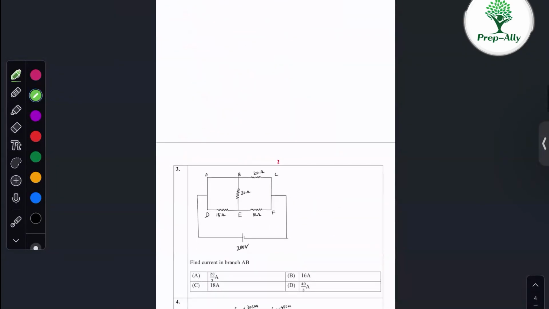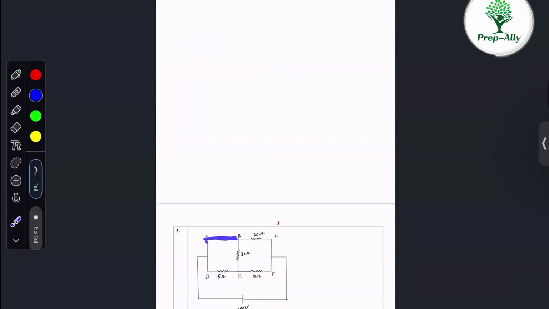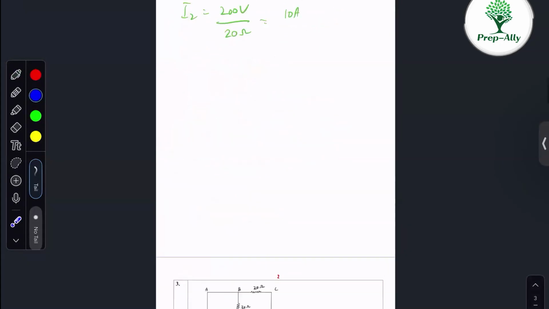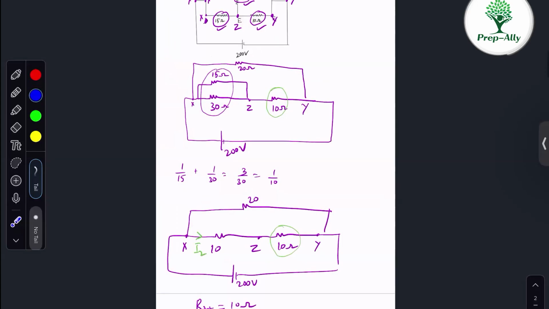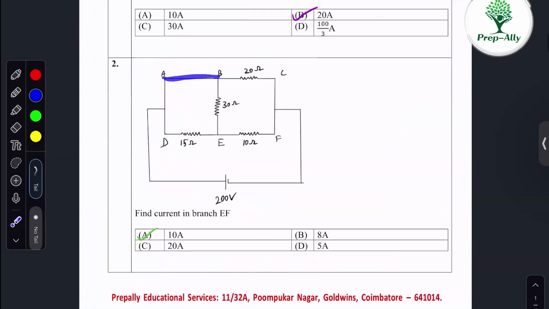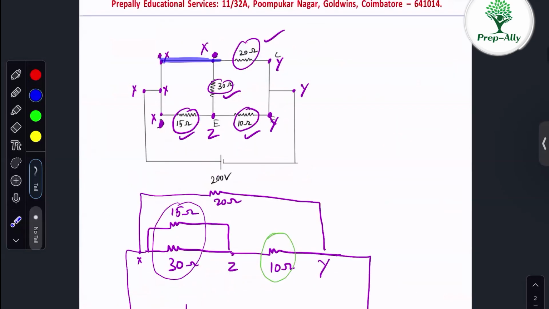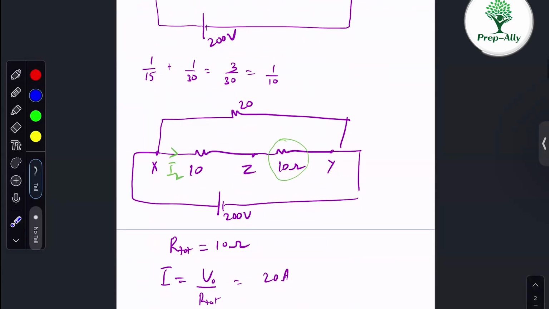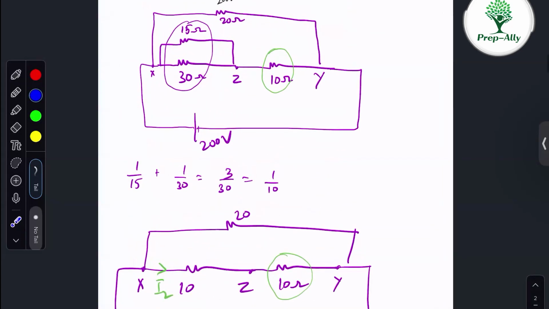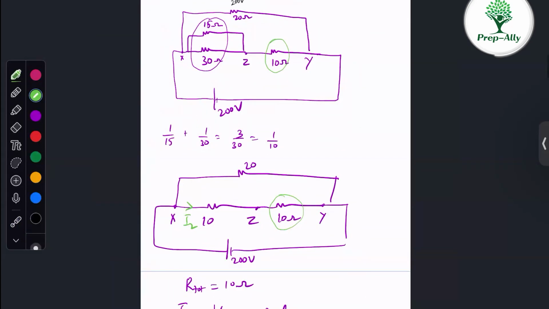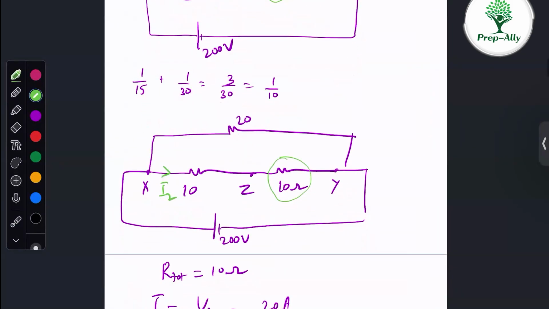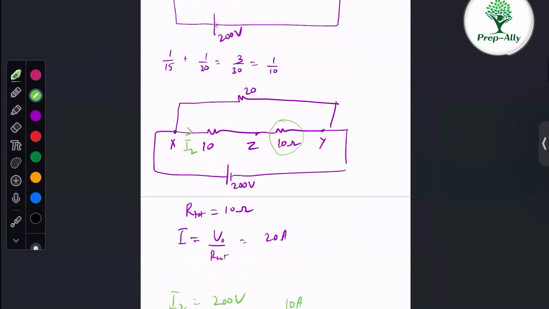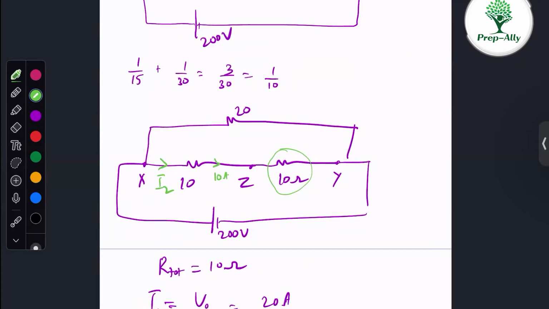And the third part is the current in the branch AB. Current in the branch AB means they are talking about this branch. Now that branch is over here. For this, we have to find the current in individual resistors. First, we have to go backwards. So this current, we have got it as I2, which is 10 ampere. Which means here 10 ampere is going. In the same way, the above branch also 10 ampere will go.